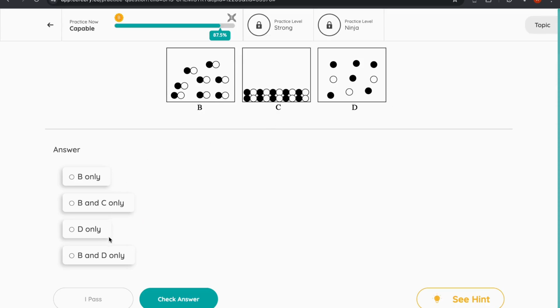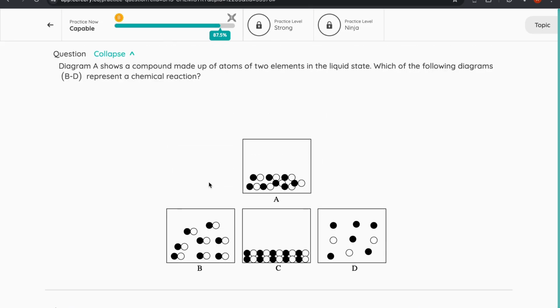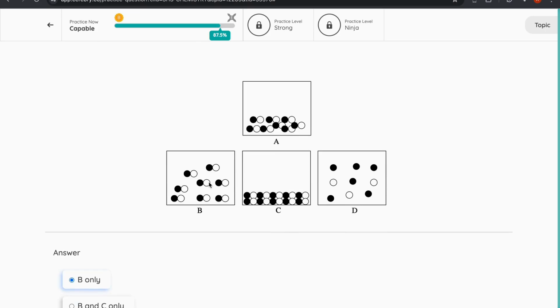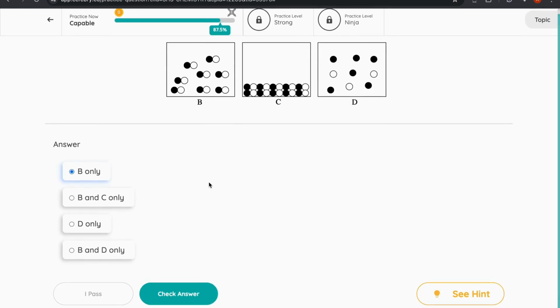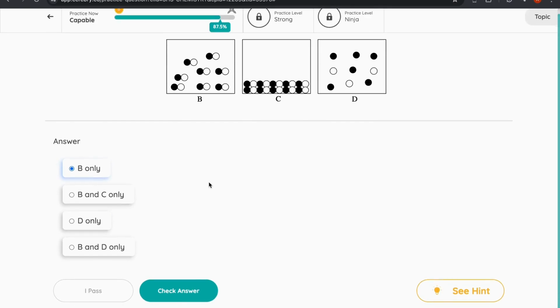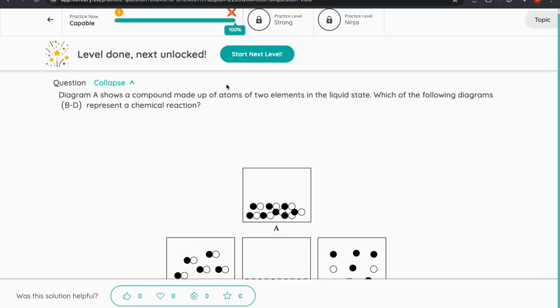The student can answer the question and click on check answer to validate the question, or the student can click on the I pass button to simply skip the question. Since the student has answered this question correctly, now the next level has been unlocked for the student.